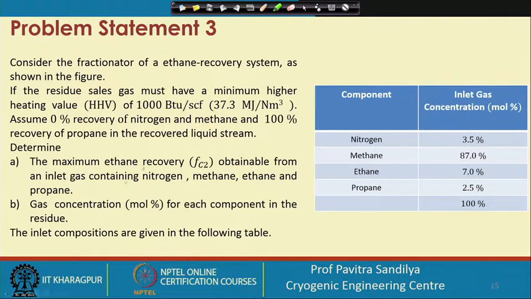So, what we do is, this is the inlet gas composition given to us, that is 3.5% nitrogen, 87% methane, 7% ethane and 2.5% propane. And we have to check whether it is right or not. What we do, we just add them up and find it is coming to 100%.